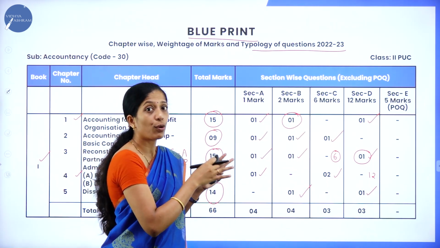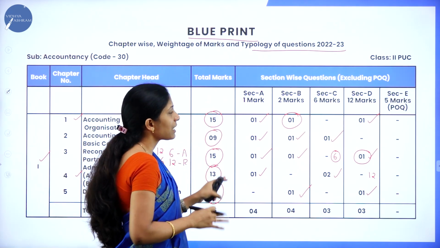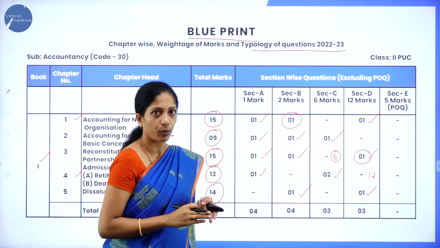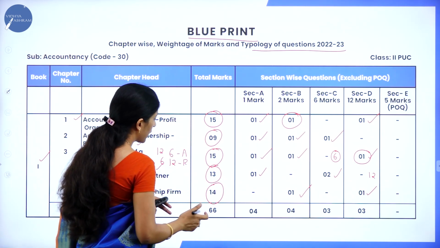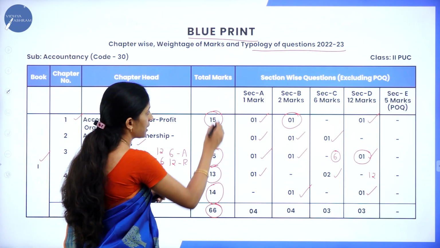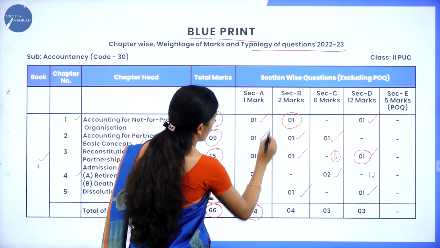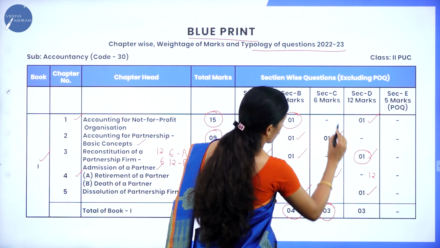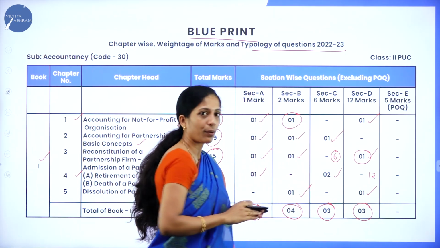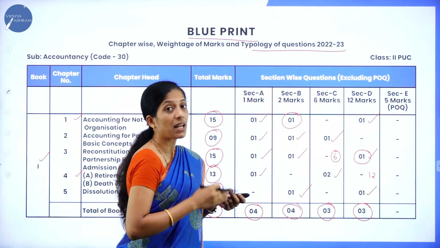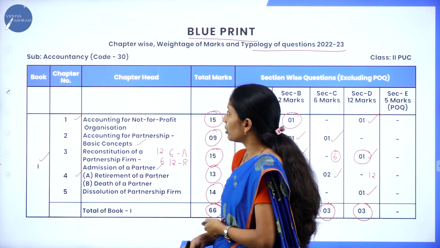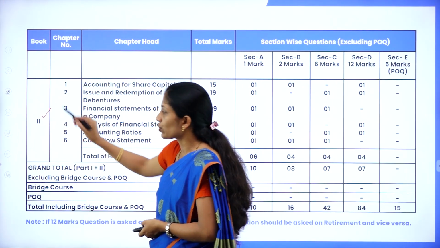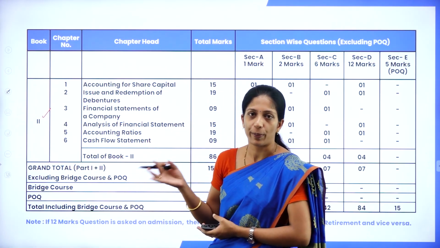So this is under book 1. These are the questions you can expect, and this will be the division of questions. The total marks under book 1 is 66, where 1 mark 4 questions, 2 marks 4 questions, 6 marks 3 questions, and 12 marks 3 questions. This is except POQ. Now coming to book 2. Here also we shall discuss what the weightage is and what the blueprint is.